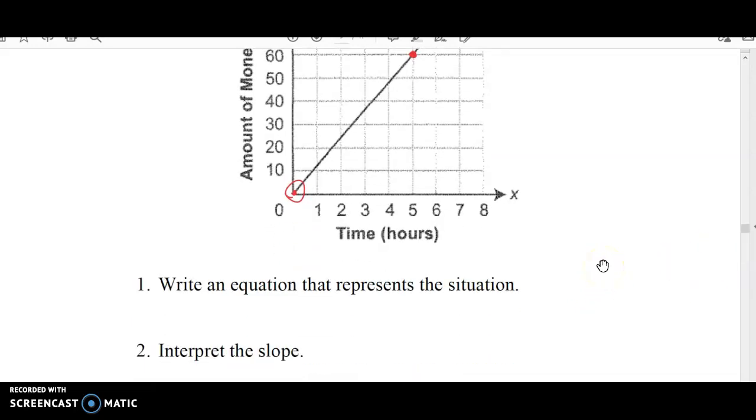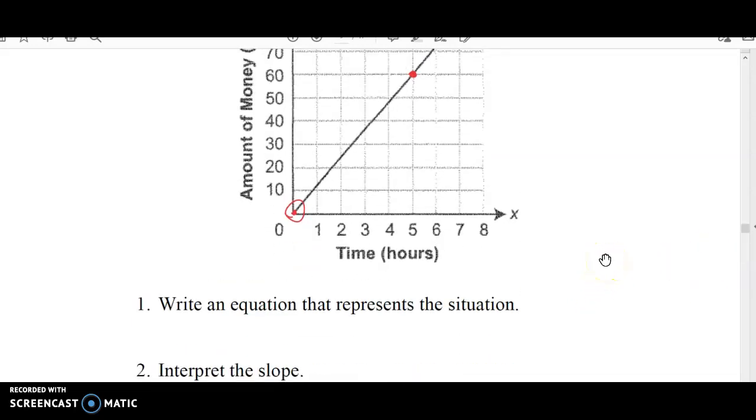Each of the other points do not fall directly at an intersection of the two lines, the axes there. So one thing you're going to look at is it says write an equation that represents the situation. So when we write an equation for this, it's always going to be y equals, for direct variation, something times x. Whether that something is a fraction or an integer or whatever, it's going to be y equals something times x, never plus or minus something else.